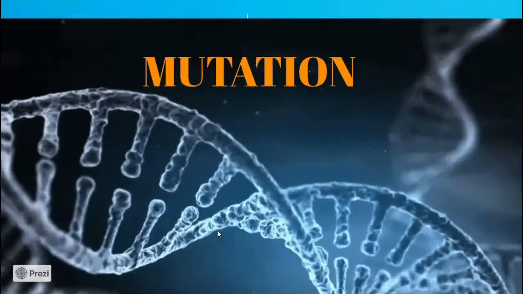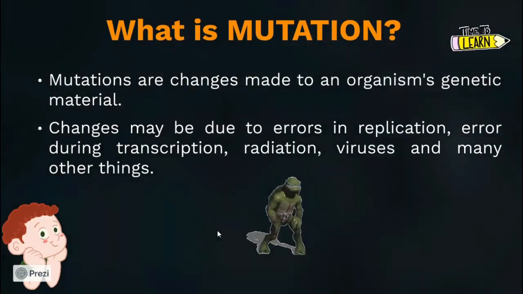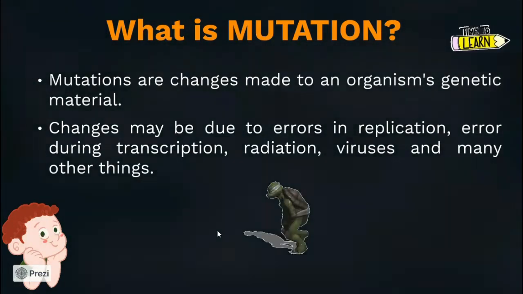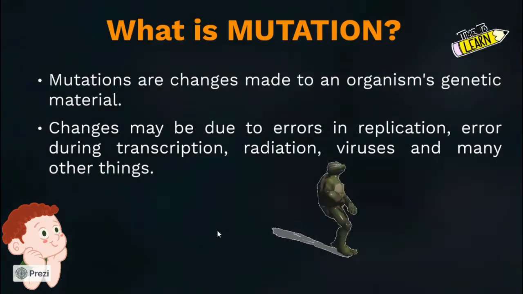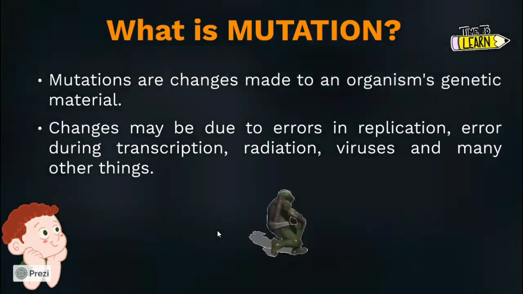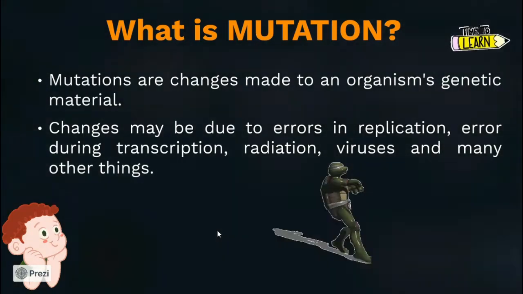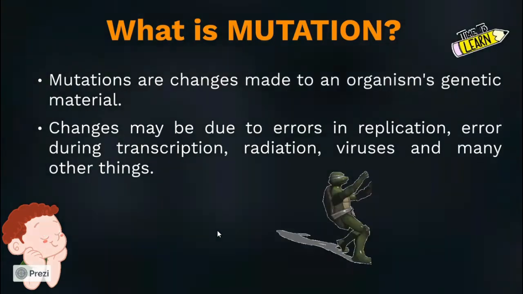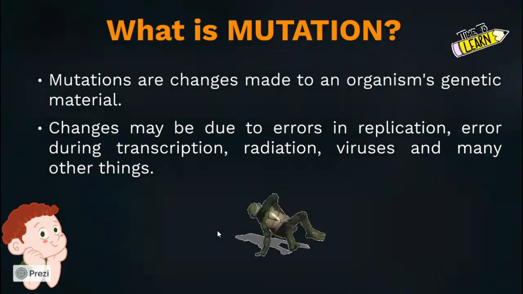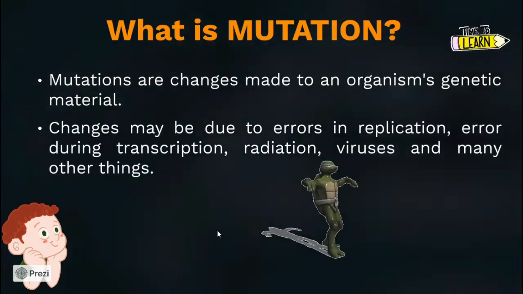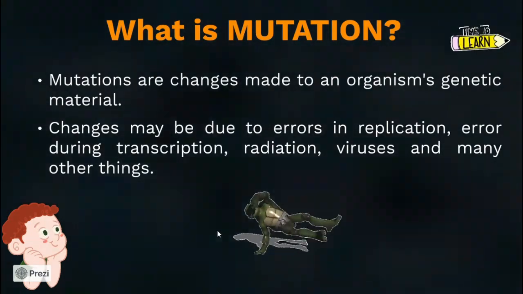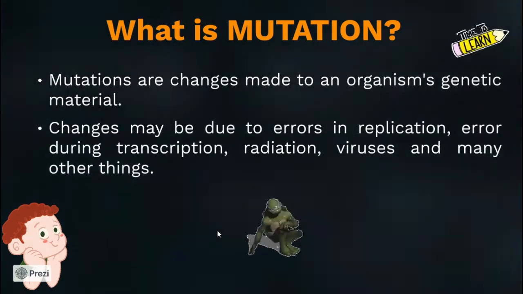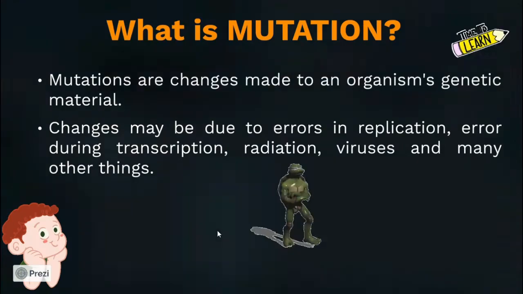But what is mutation? Mutations are changes made to an organism's genetic material. These changes are probably made due to errors in replication, or errors during transcription, or several other factors. Maybe because of environmental factors such as exposure to radiation, or to harmful chemical substances, or even cigarette smoking, viruses, and many other things.